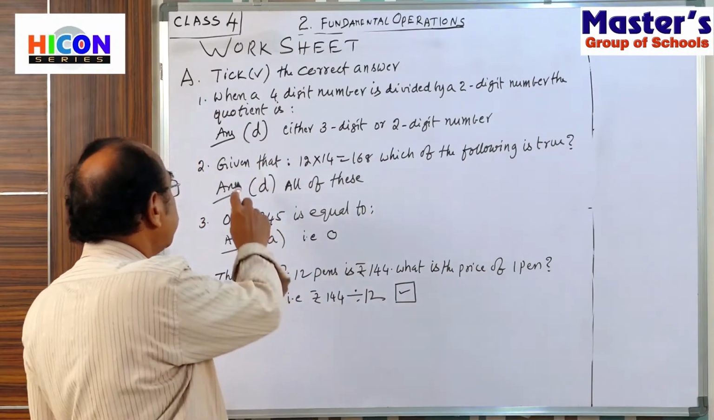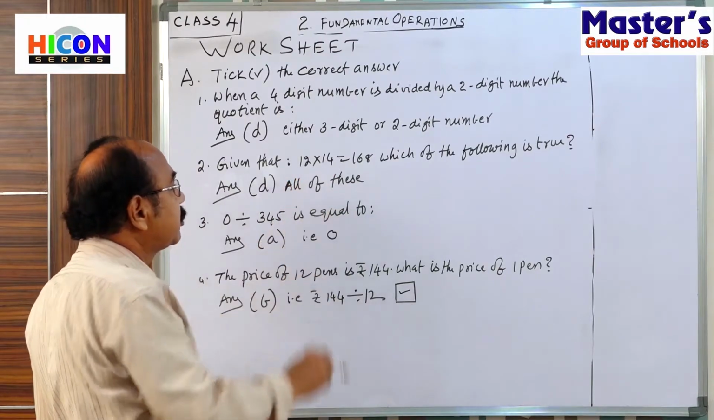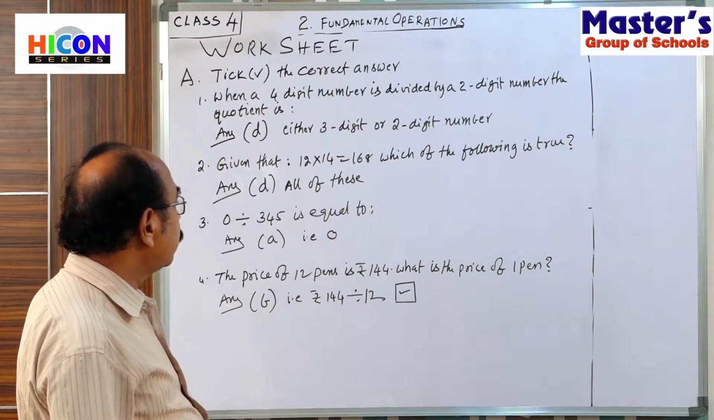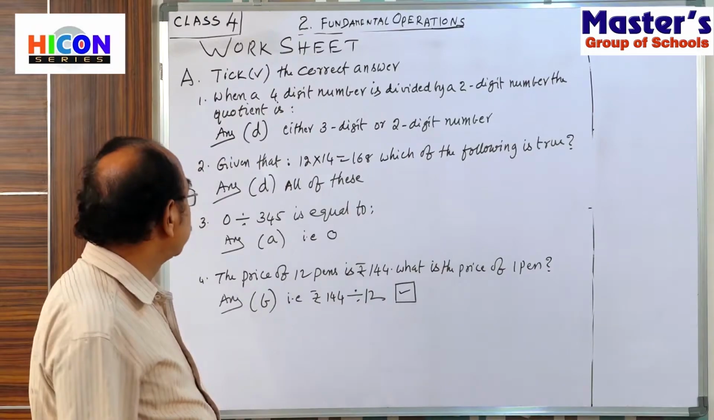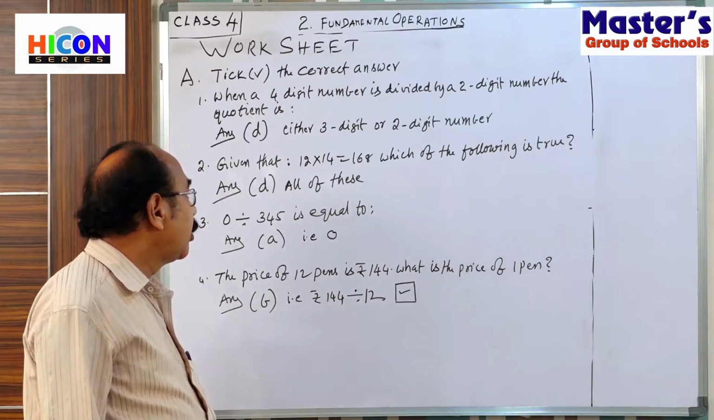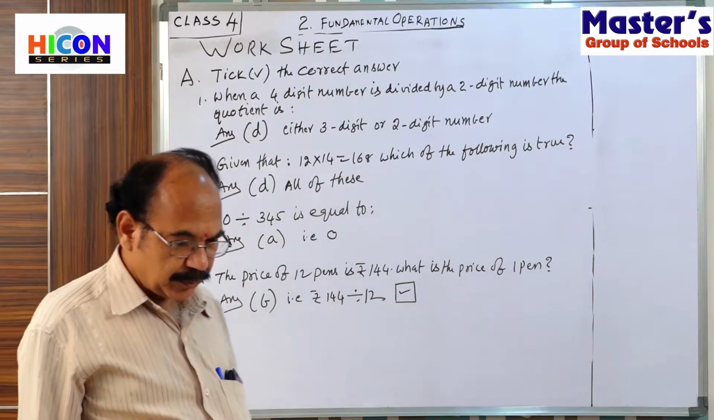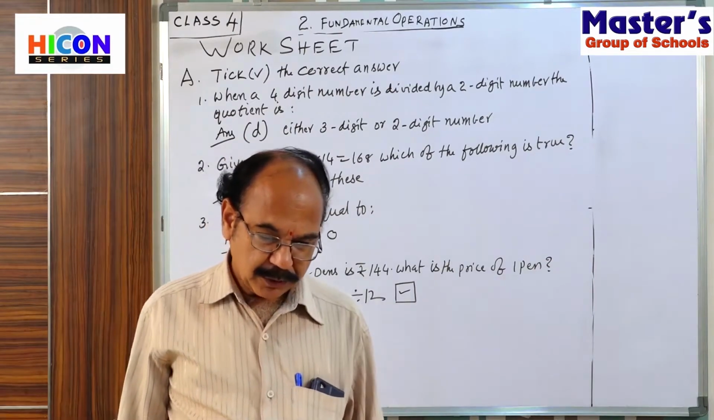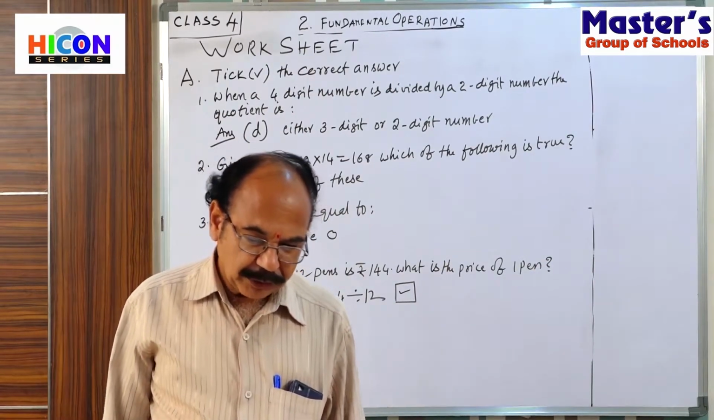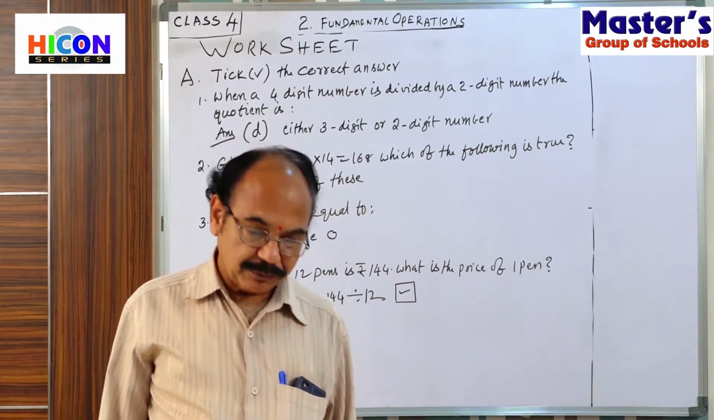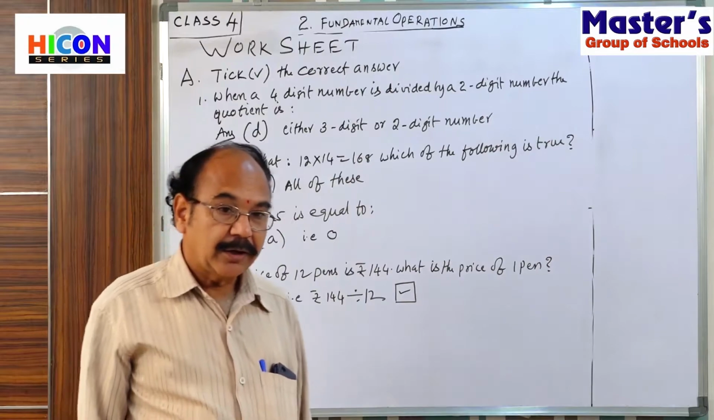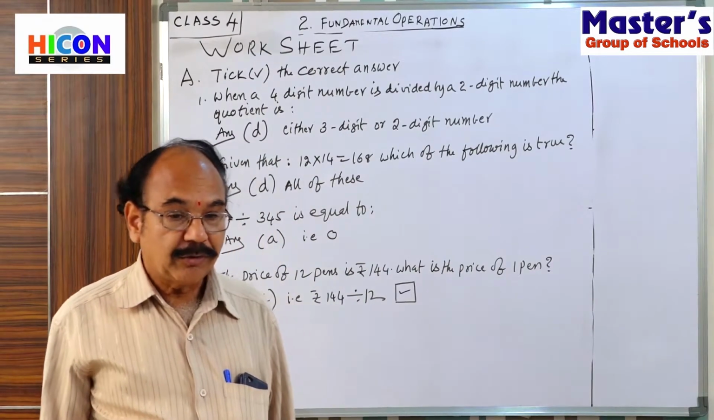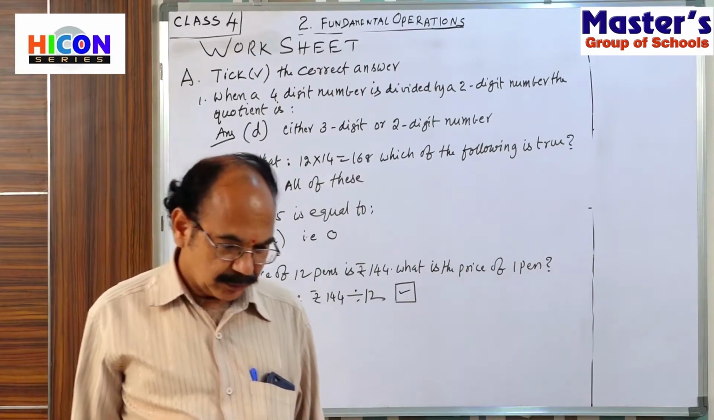Next, the second one says, given that 12 into 14 is equal to 168, which of the following is true? There are some options. Which option is correct here? D option is correct. Why? Because in option A, when 168 is divided by 12, we get 14, because 12 14s are 168. And when 168 is divided by 14, you get 12. So that is also a right option.